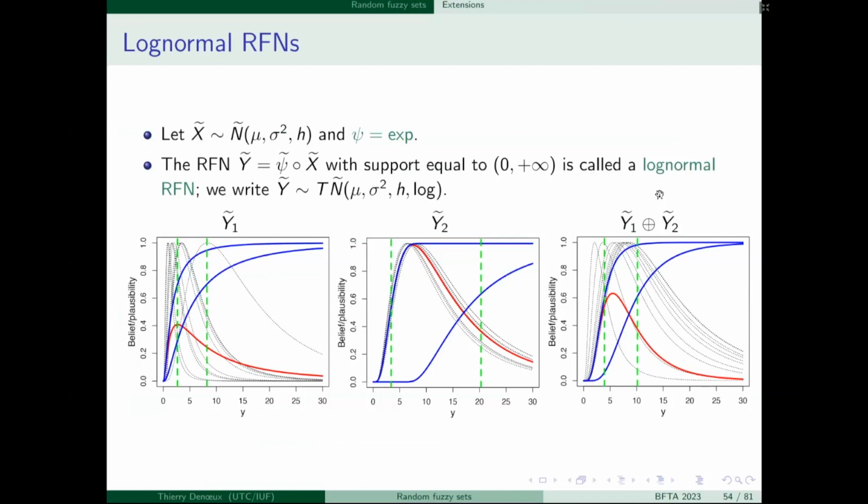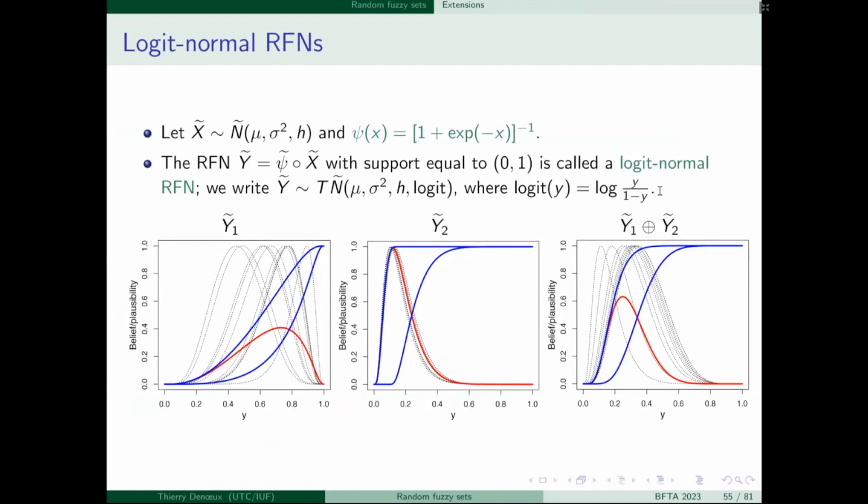Okay. And here you have the combination of these two. You can combine this information, these belief functions, because these are the images of some Gaussian random fuzzy numbers. We have seen that we can combine the Gaussian fuzzy numbers, so we combine them and then we apply the transformation to the result of the combination. Here I take the transformation to be this logistic function, and now I have random fuzzy sets on the interval 0, 1.